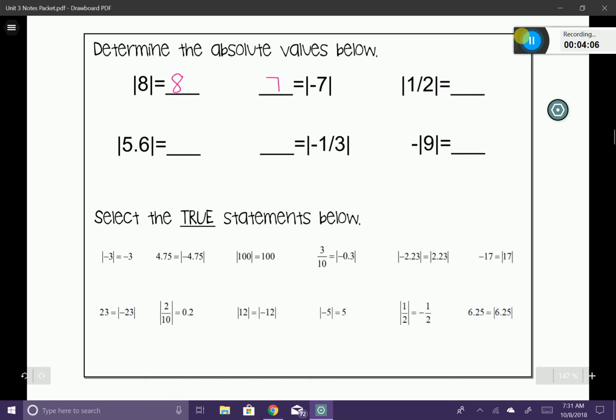Okay, the absolute value of 1/2. This time I have a rational number inside the absolute value symbol. That is perfectly fine. Remember, a rational number is still a real number and can still be applied with this concept. So therefore, the absolute value of 1/2 is asking us, how far is 1/2 away from 0? And we would say that it's a distance of 1/2.